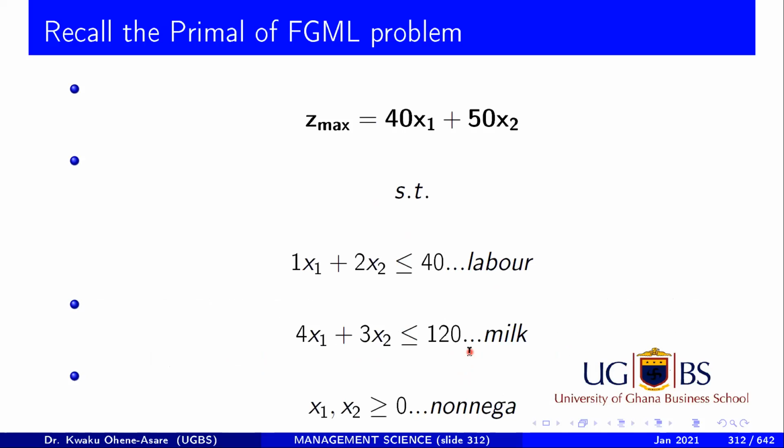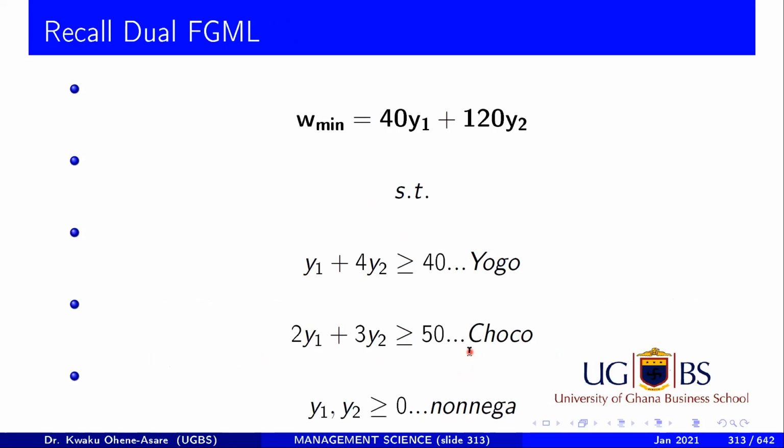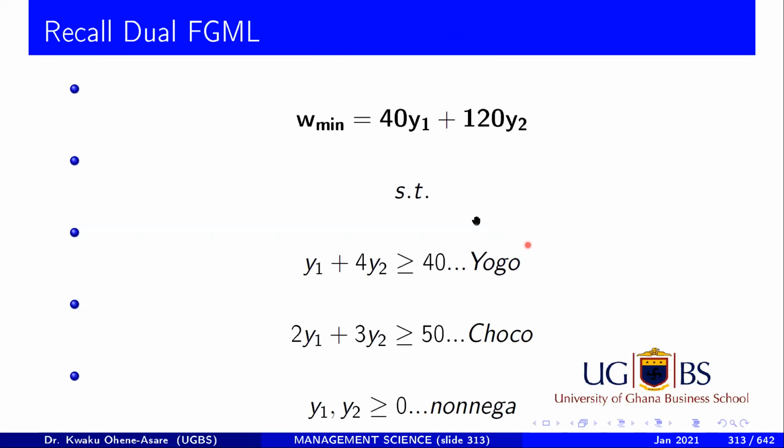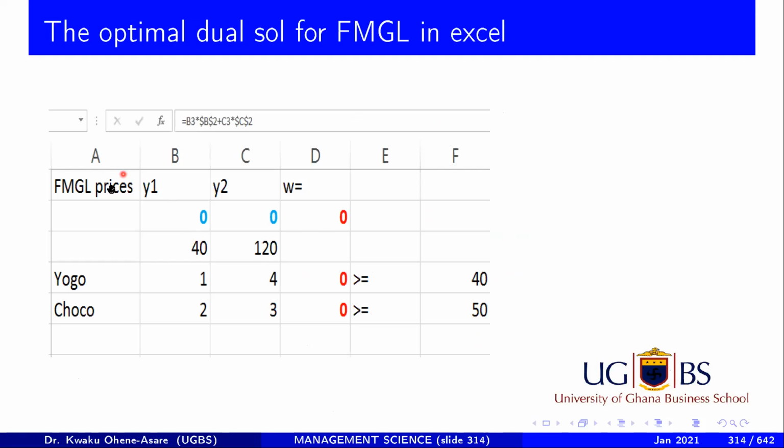Okay, now I want you to recall this primal model. We've been dealing with it many, many times. There's a primal. We have even converted it into the dual. And this is the dual. The dual is what we have here. And we've also gone through the interpretation of it all. We can run this in Excel. We can solve this dual in Excel. You can do it later. I want to just show you quickly the results. This is what happened.